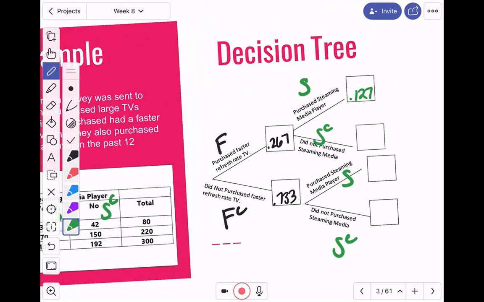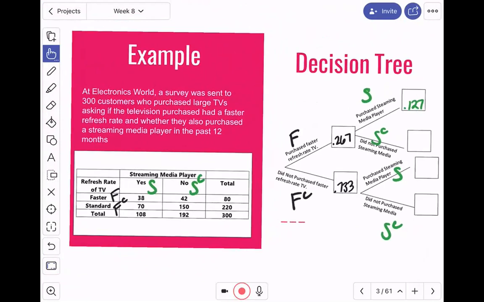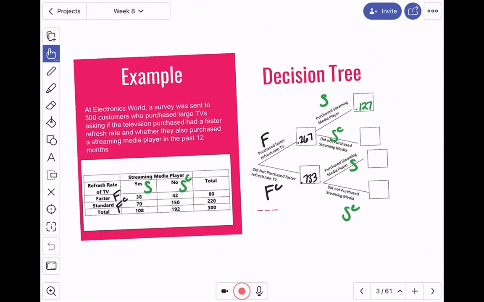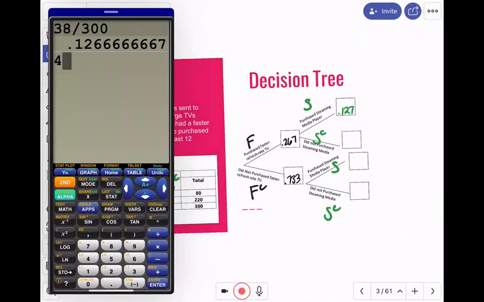0.127. And in the next box, I'm going to look at how many people purchase a standard refresh rate TV with a faster one, right? Well, that's what percentage again? Somebody, what's that equal to? That's 42 out of 300. Thank you so much. So that's 0.14.